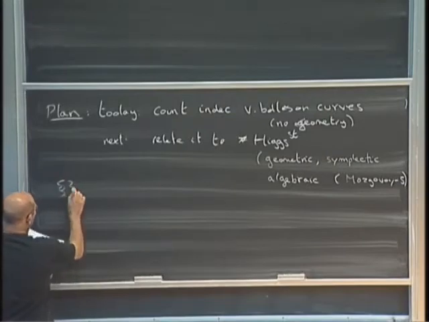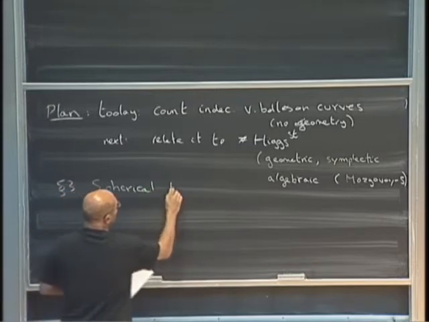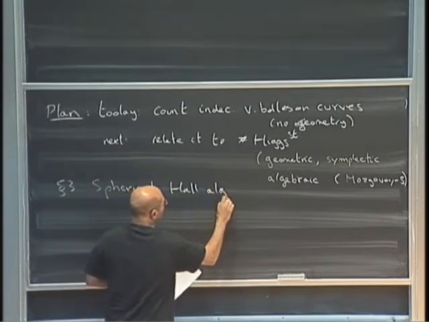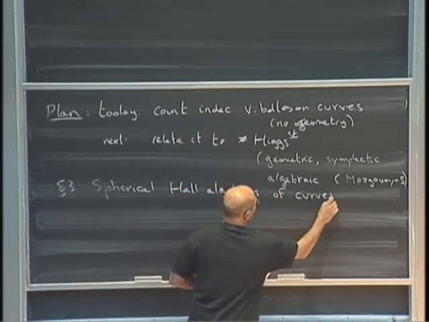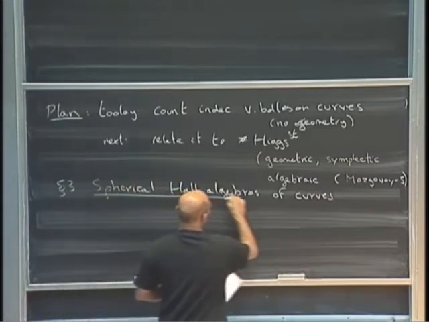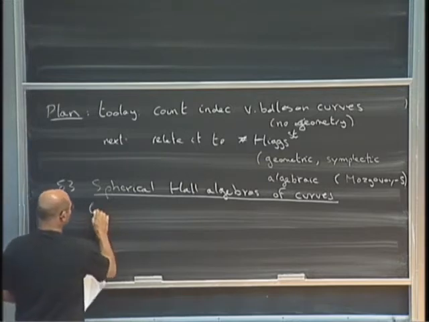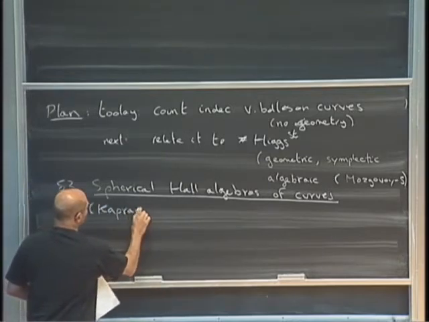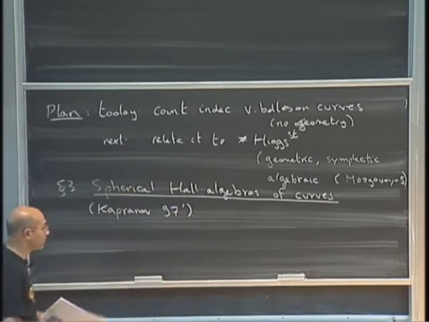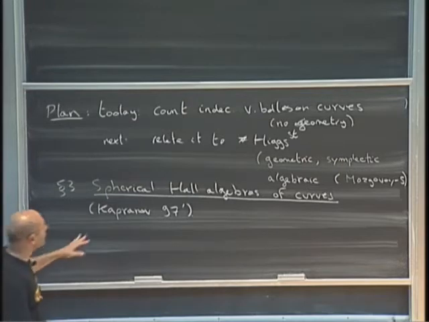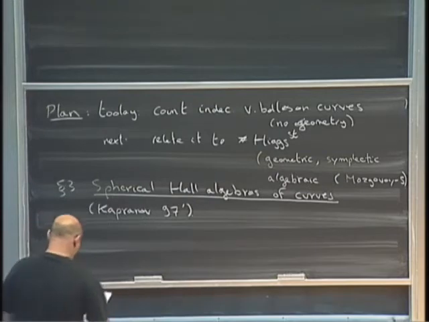So I think this is the third one. This is what I call spherical Hall algebras of curves. And this whole project of considering Hall algebras of curves was initiated by Kapranov in a very nice paper in the late 90s. And he was the first one to notice that there's a nice structure on these Hall algebras reminiscent of quantum groups, certain infinite dimensional quantum groups.